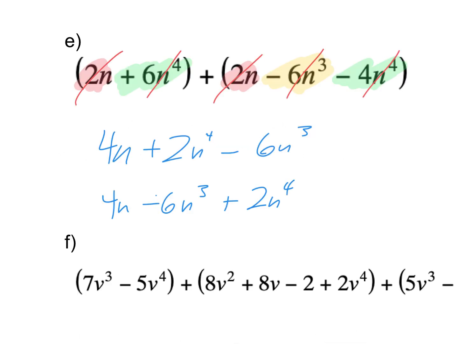Okay, so I wrote my answer 2 different ways, but first, just to show how I got it, I had 2n and 2n combined to 4n, 6n to the fourth minus 4n to the fourth gave me 2n to the fourth, and then the negative 6n cubed just got brought down because there were no other like terms for it. Now, this is mathematically correct when we look at the numbers. We got the correct values and everything.